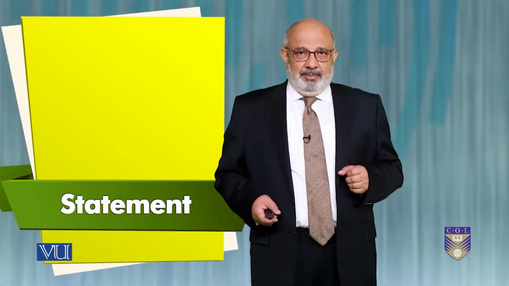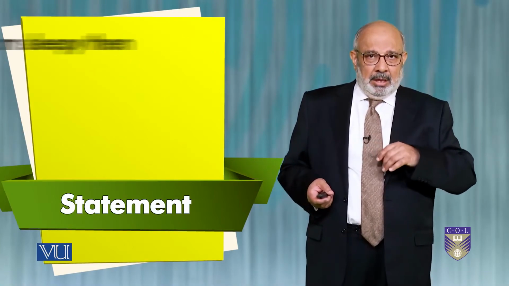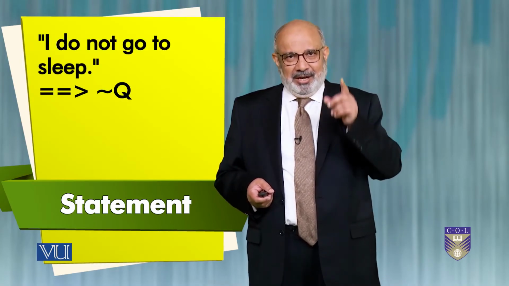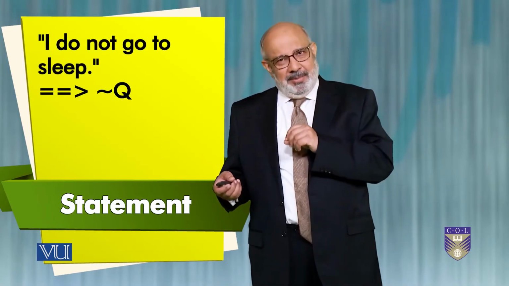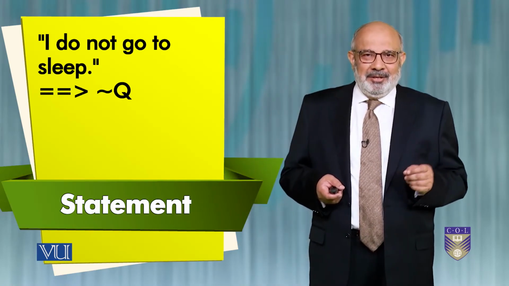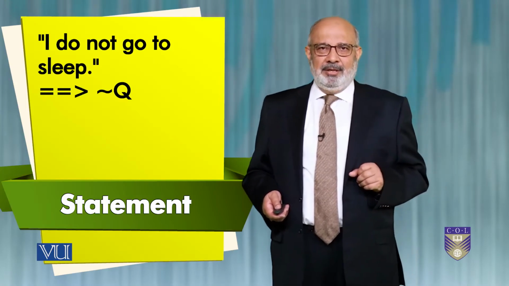Right. Take another statement. If I am sleepy, then I go to bed, right? P implies Q. Now, another one. I do not go to bed, right? What does it imply? That I'm not sleepy, right? So that's what it means. The modus tollens part of that. Right. This basically explains a little bit about some of these rules.